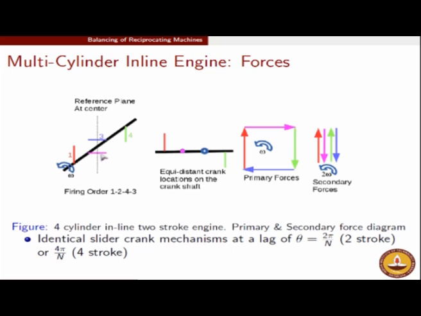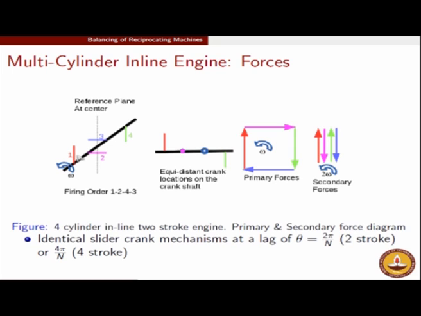When it rotates a further pi by 2 angle, then it is the cylinder 2 which will fire. Then when it rotates further, it will be 4 and then it will be 3. So 1, 2, 3, 4, that is along the axial direction, whereas the firing order would be first 1, then 2, then 4, then 3. That depends upon the orientations of the individual crankshafts, right.